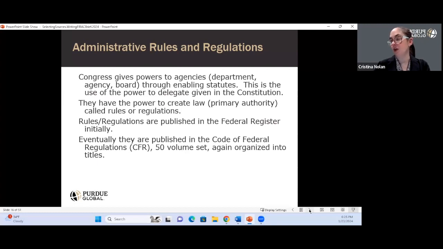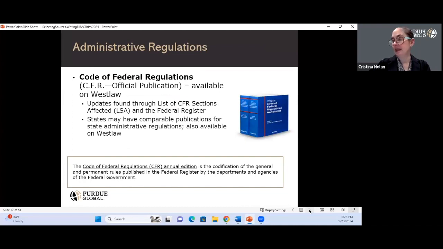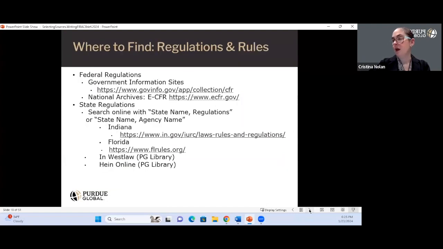And then eventually they're published in the CFR. Here is an example. These are available, or a look at the actual book. These can be found in Westlaw, and then these are updated regularly. States may have similar types of publications for state administrative regulations. Where to find these regulations? Again, here's some great links.